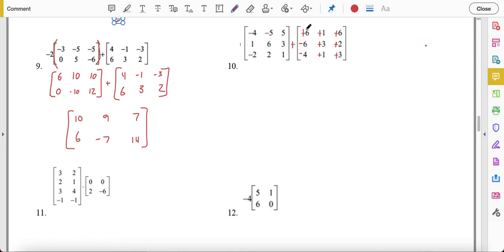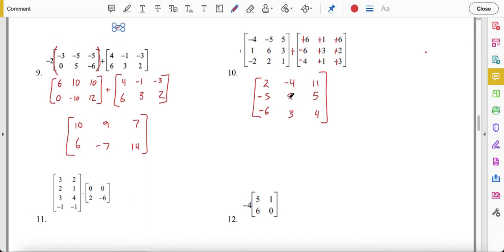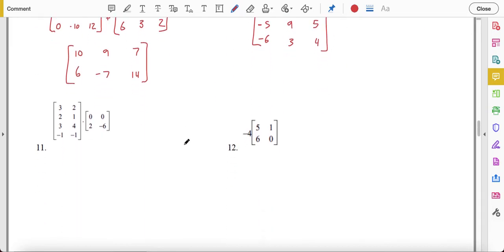All right, so we got -4 plus 6, which is 2. We've got -5 plus 1, which is -4. We've got 5 plus 6, which is 11. We've got 1 plus -6, which is -5. 6 plus 3, which is 9. 3 plus 2, which is 5. -2 plus -4, which is -6. 2 plus 1, which is 3. And 1 plus 3, which is 4. So that is the result of the subtraction of those two.